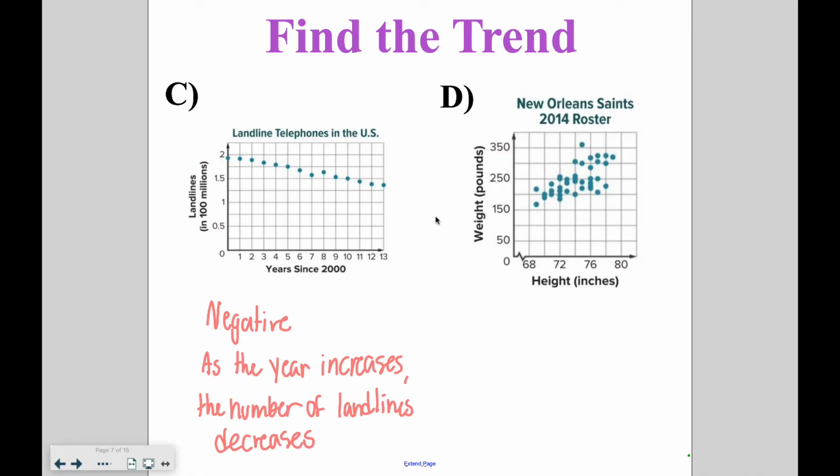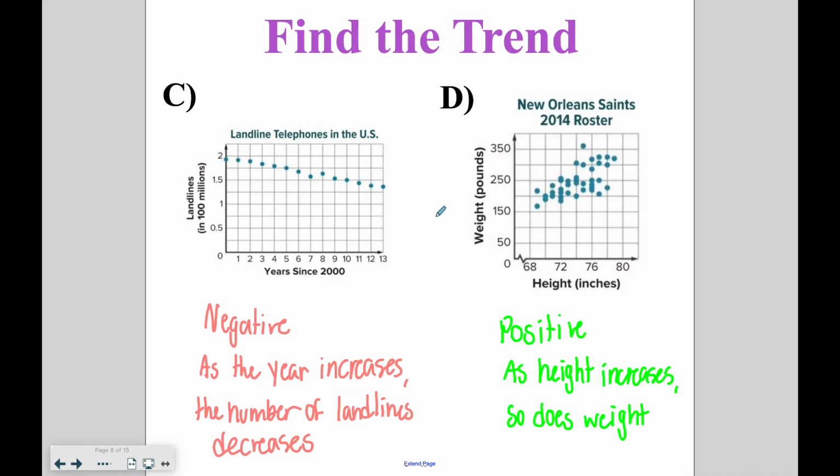Go ahead and try D on your own. General trend of this one is going up. As the height of the person increases, so does their weight. So a general trend of moving in a positive direction.